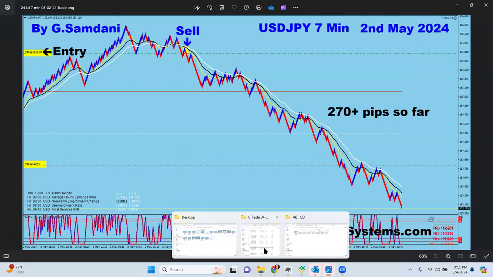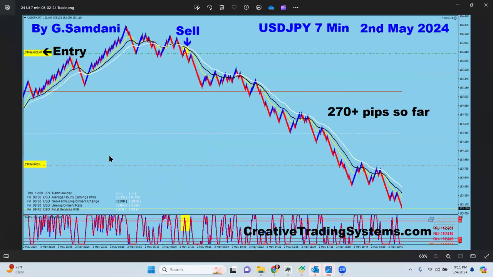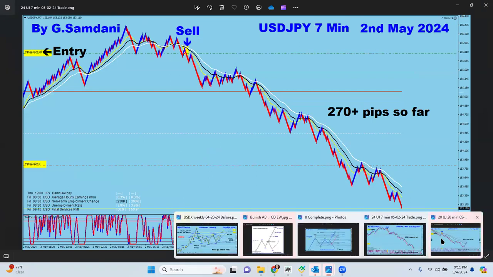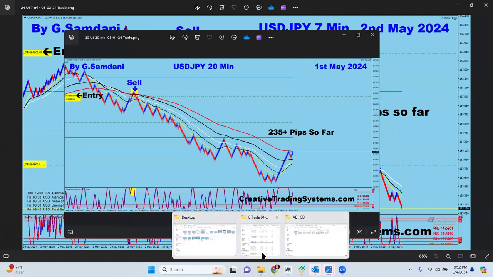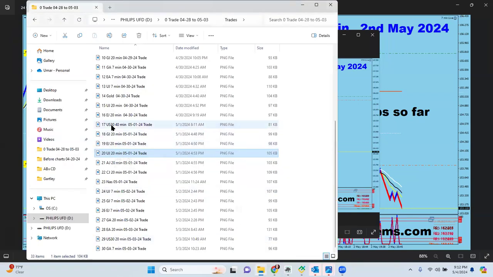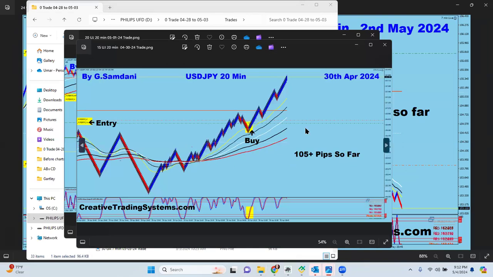And before that, let me see another UJ on May 1st. May 1st is this, 235 UJ. See, it was up there, then it dropped. EMA is out, changed direction to the downside, and a beautiful entry here, and boom, from there, 235. Even before that, I had UJ on April 30th.